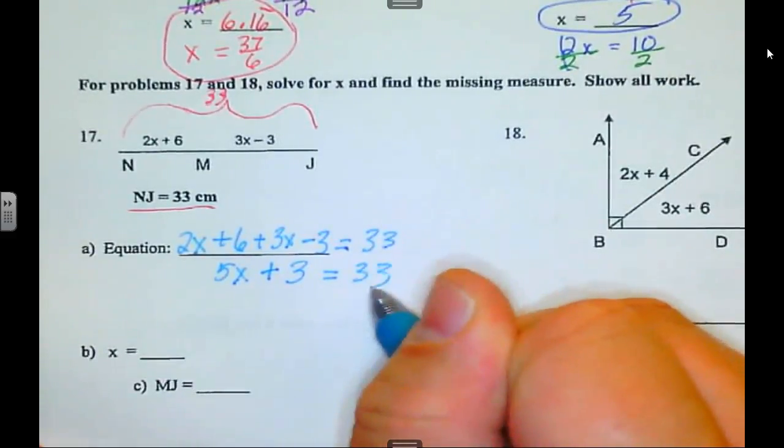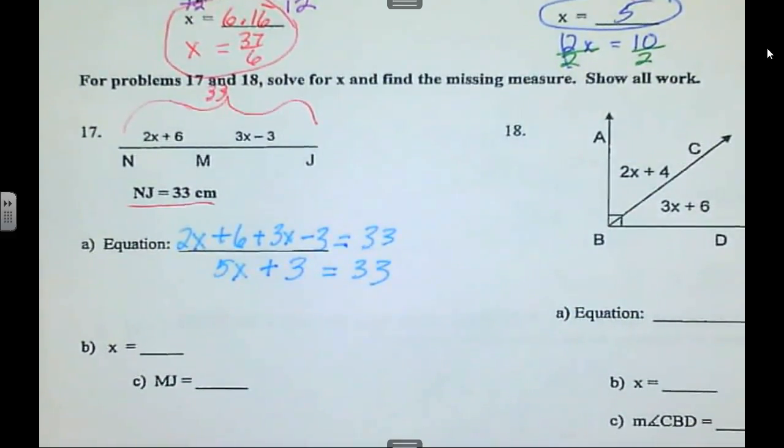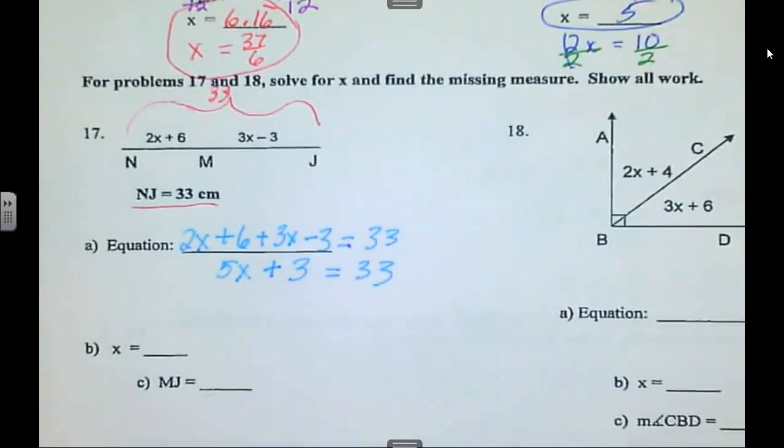Awesome. Great job. X equals 6. Great. And MJ is 15. Be careful: if it doesn't say it's a midpoint, then you have to add the two little ones to equal the big one. Good job, Jason.